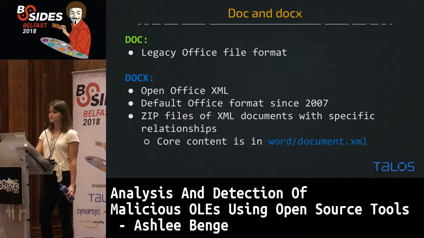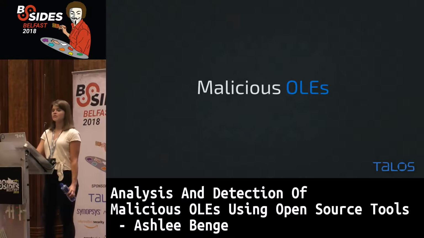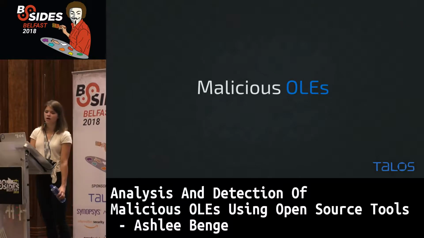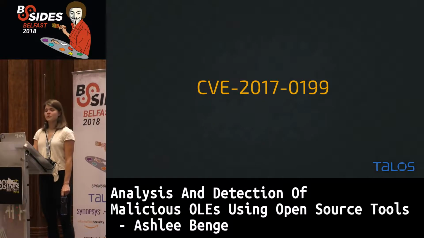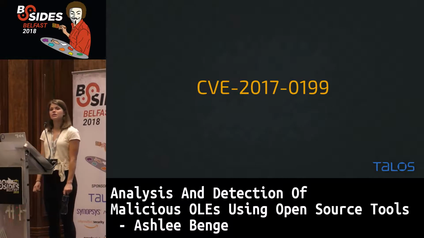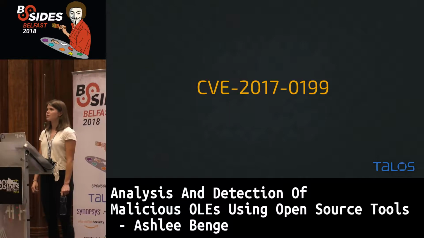And now I'm going to get to the actually exciting part of this talk, which is the section about malicious OLEs. For this portion, I'm going to talk about two specific 0-days that we see relatively often, and the strategies that we use at Talos to actually detect these files. The first one I'm going to talk about is CVE-2017-0199. You may have heard about this because it's so commonly used as a dropper.